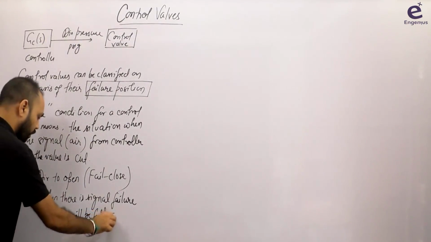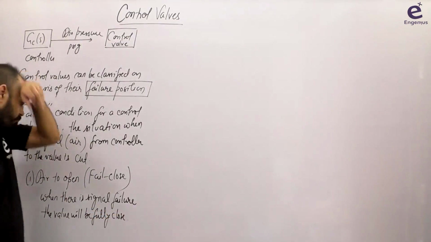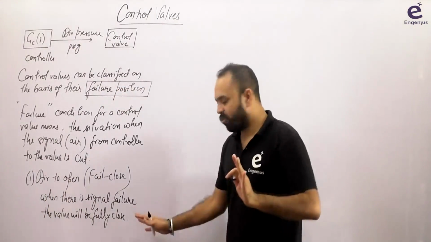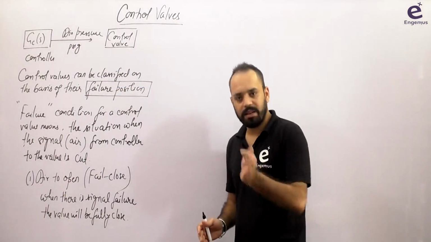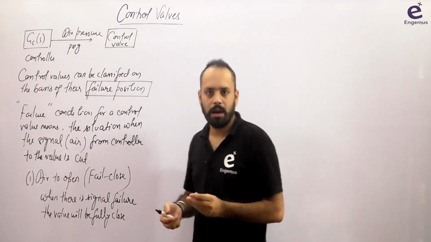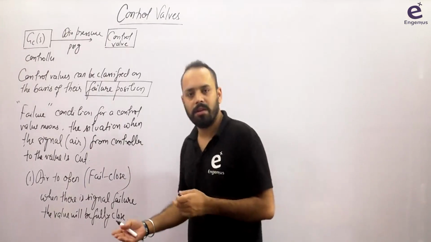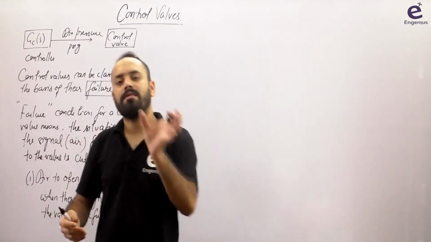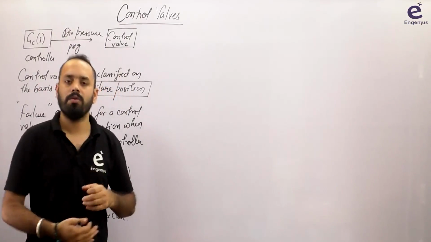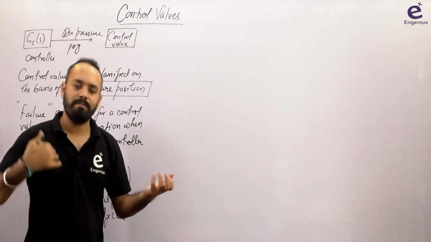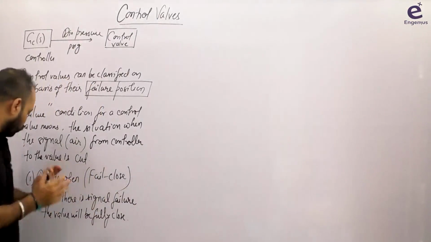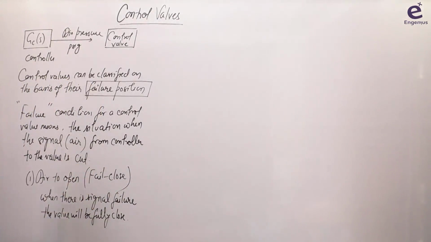Now, many students think that when there is signal failure the valve will be fully closed, so when there is signal the valve will be fully open. It's not like that. If there is no signal, the valve will be fully closed. But if there is signal, then depending upon the signal there will be partial opening of the valve, right? Because air to open means the opening of the valve depends on the signal coming from the controller, right? The more the signal from the controller, the more the opening. If the controller is giving maximum signal, the opening will be 100%. Otherwise, if the controller is giving no signal, there will be no opening and the valve will be completely closed.